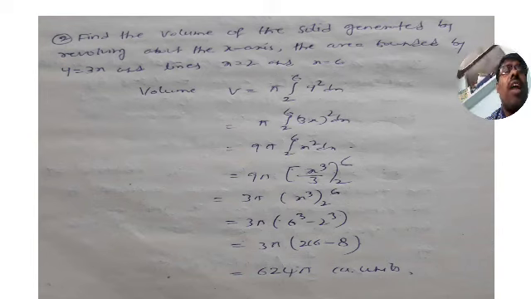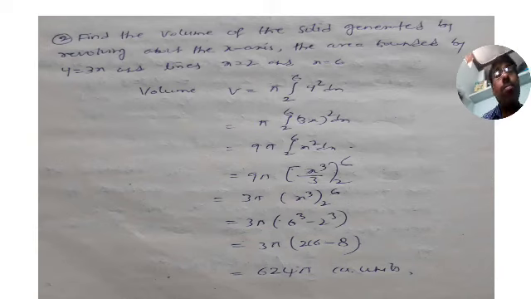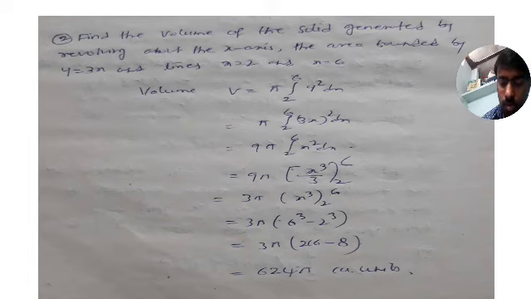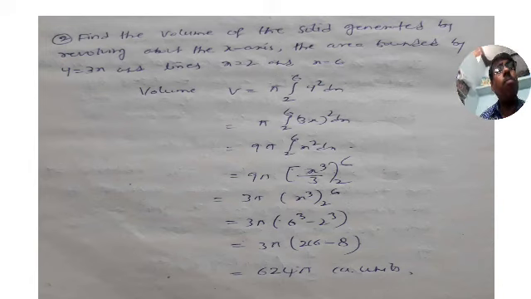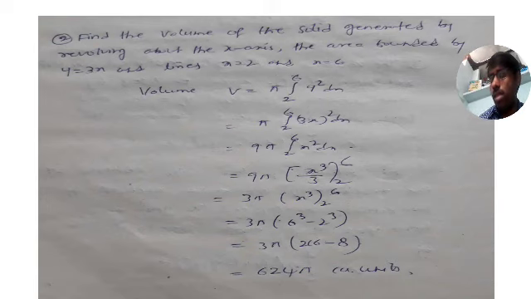3 whole square is 9, 9 pi integration 2 to 6 x square dx. Integration of x square is x cube by 3. That's it. Upper limit minus lower limit. Therefore, the answer is 624 pi cubic units. Are you getting, guys? So this is my second problem. Take it down so that we can move on to the next problem, guys.